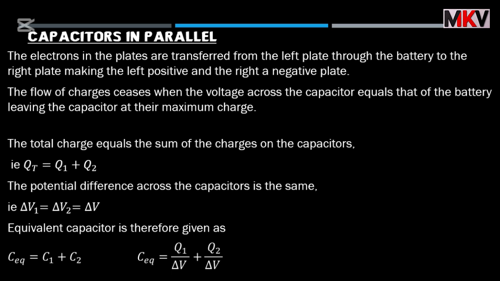We sum up the capacitance of each capacitor, and we know that capacitance equals Q over V. So therefore we have Q1 over change in V plus Q2 over change in V. So this gives the summation, or the equivalent capacitance.